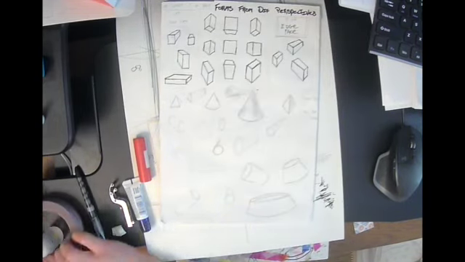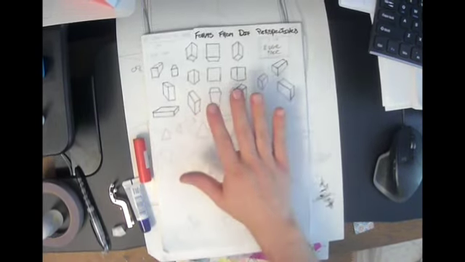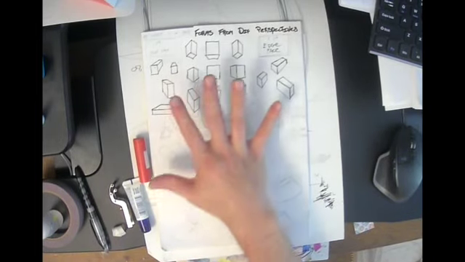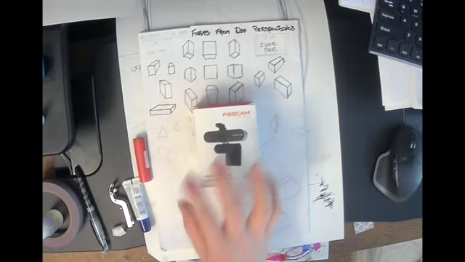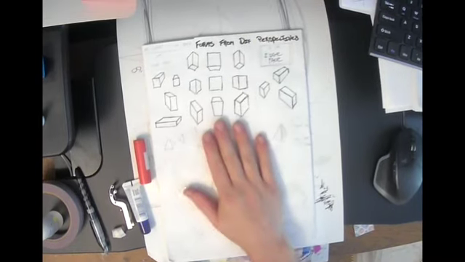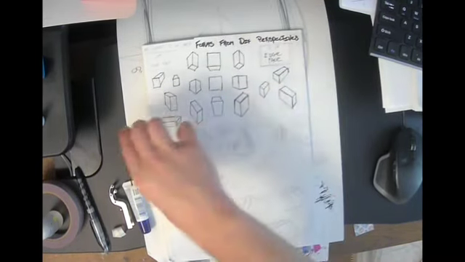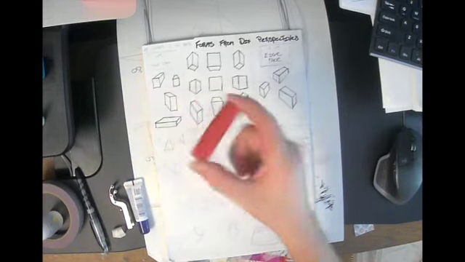So that's your next assignment: forms from different perspectives. Try to do five different views for each one of your forms. And mine are pretty small. You don't have to draw it super huge, but more than anything, you're working on manipulating space. You're working on trying to draw it from different vantage points.